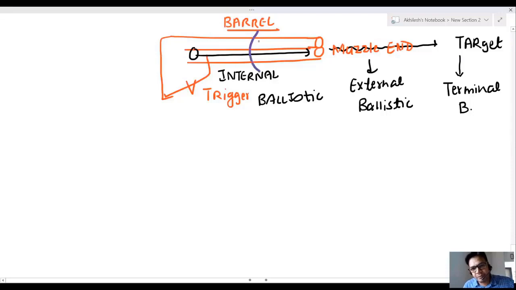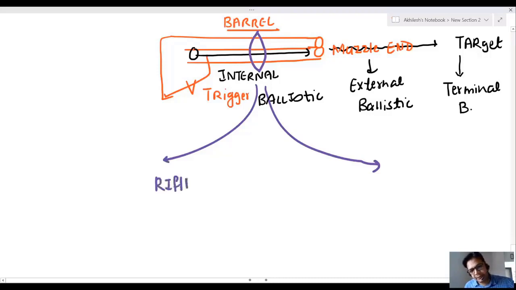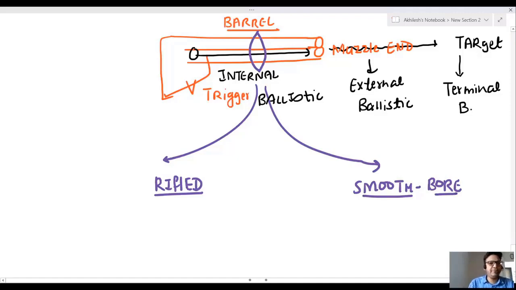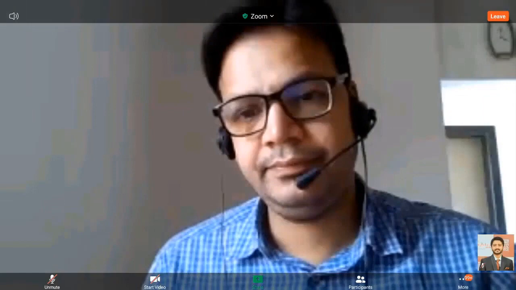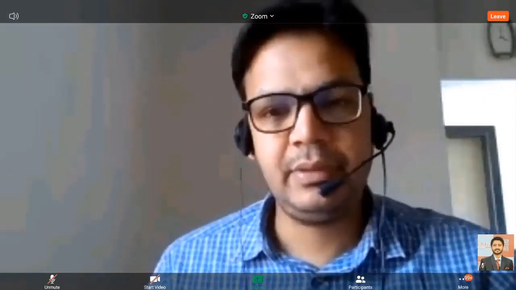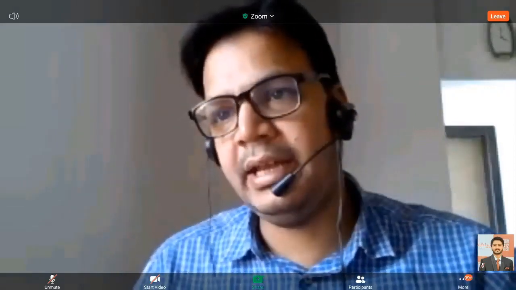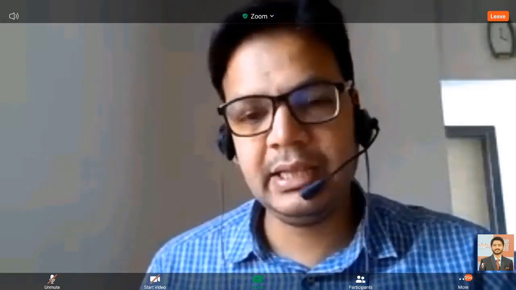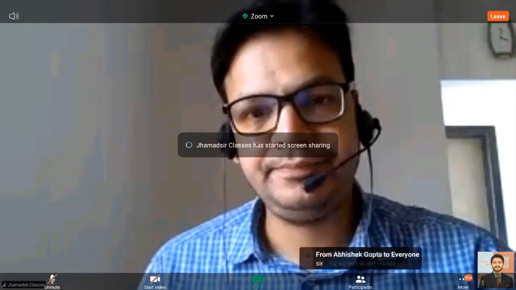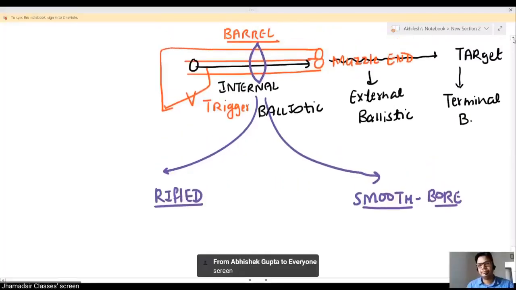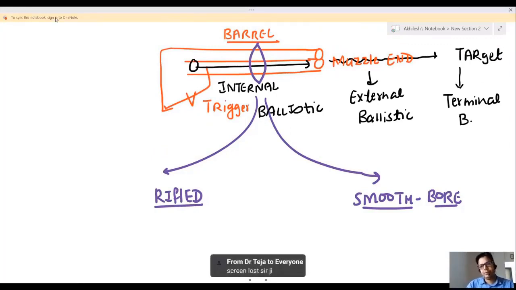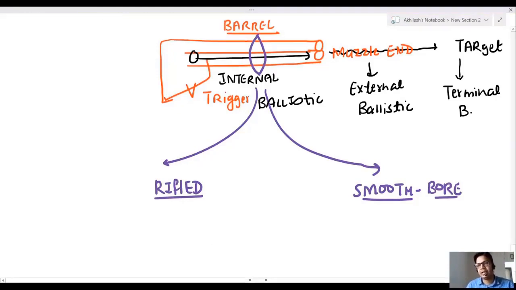On the basis of cross section of barrel, we can classify weapon in two types: rifled firearm and smoothbore firearm. One is rifled firearm, another is smoothbore firearm. Two types of weapon we have on the basis of cross section.